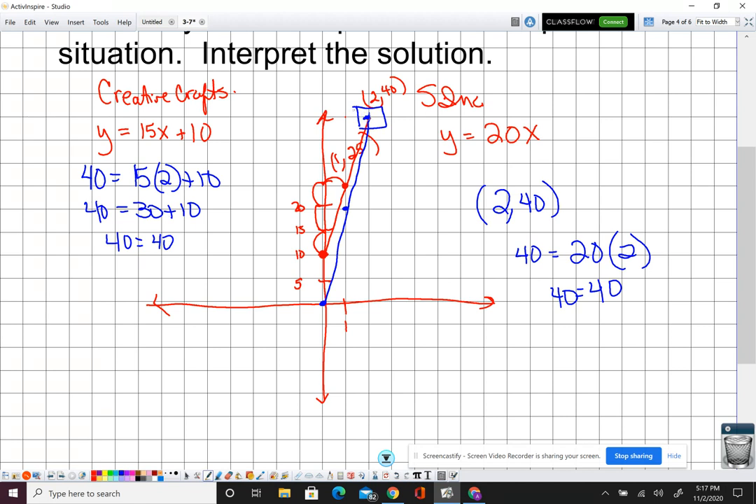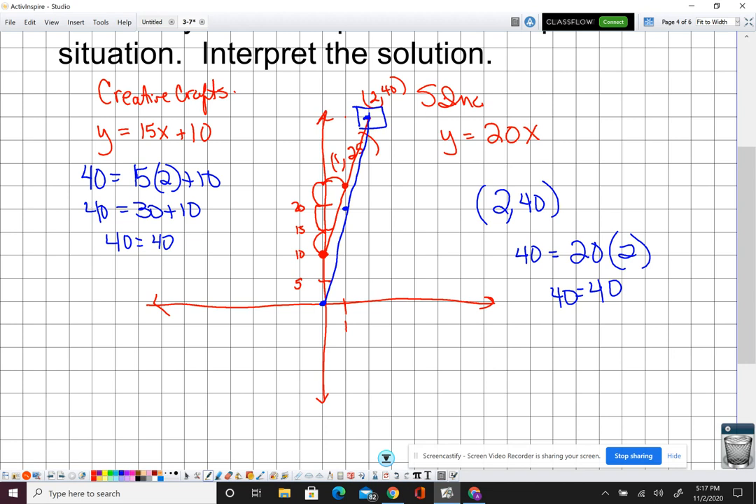What does that point mean right there? Well, that point is when Creative Crafts and Scrapbook Incorporated are charging the same amount. So for 2 hours, it doesn't matter who you go to. You're going to pay the same amount. If you go to Creative Crafts for anything before 2 hours, you're going to be charged more than you do at Scrapbook Incorporated. After 2 hours, Scrapbook Incorporated becomes more expensive and Creative Crafts becomes less expensive.